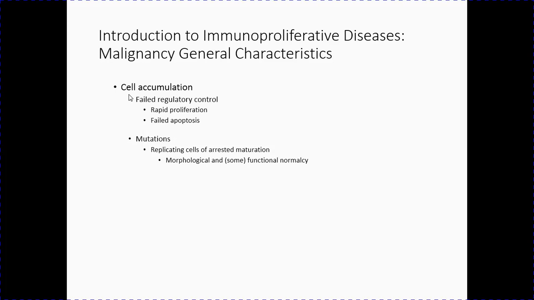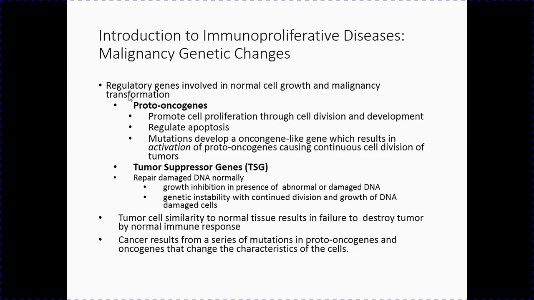But the second way that we can have cells accumulate is to have some mutations within the cell that will result in replications of cells that we say are of an arrested maturation stage. So they're generally young, and they're atypical. Morphologically, they're going to look atypical, and there may be some functional changes. We're going to see some of them today have very atypical structures, and others look pretty normal, but what they produce is quite abnormal. So let's take a look further at the malignant cells.